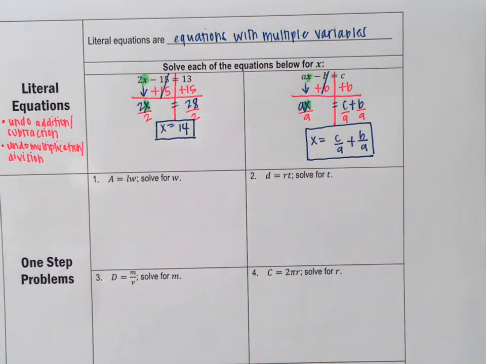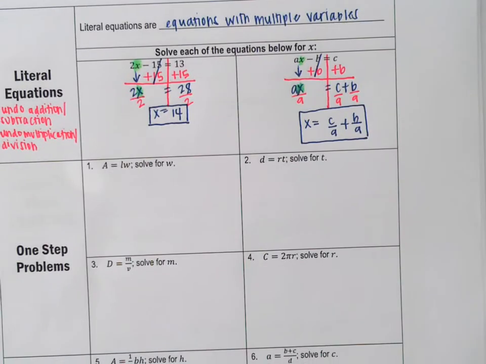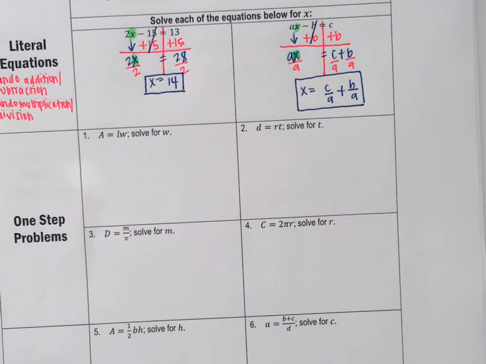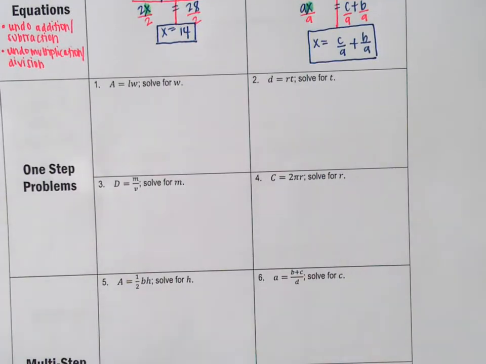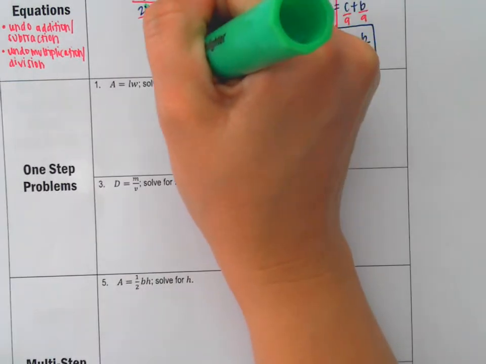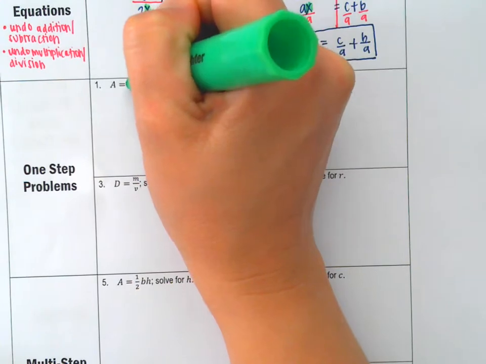Okay, so let's move on to some more literal examples. Literal equation examples. The first thing you always want to do is figure out what variable it's asking you to solve for. So it's asking us here to solve for W, so that means we want to get W by itself.